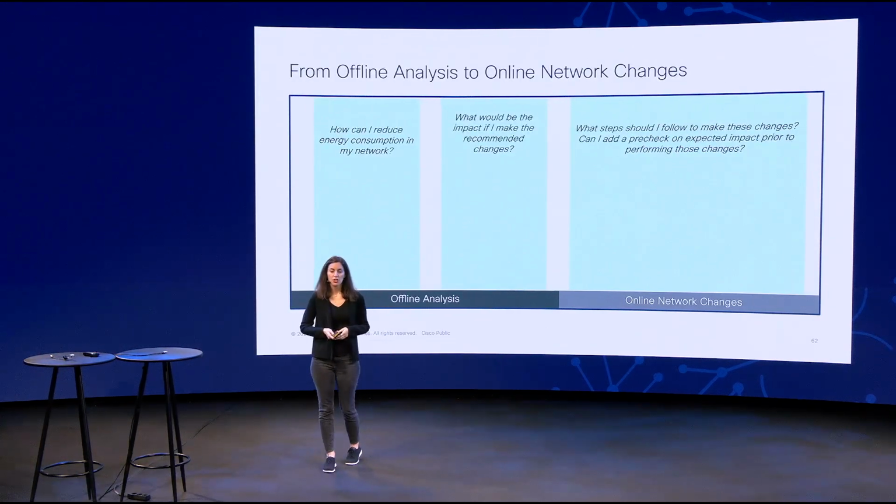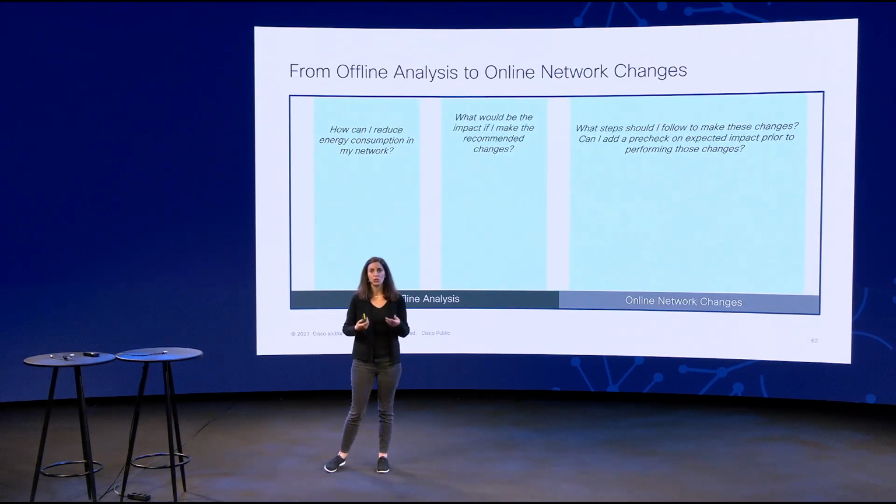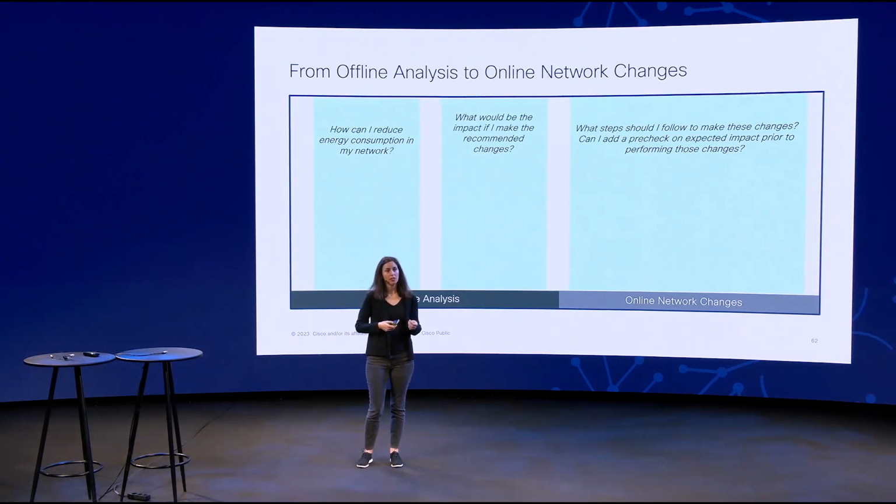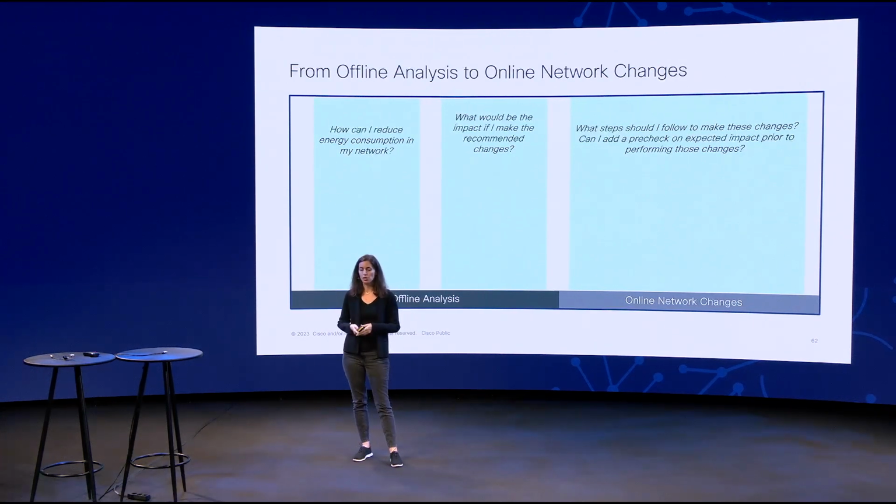So going back to sustainability, in order to be able to achieve sustainability goals, you would typically ask a series of questions. So first of all, how can I reduce the energy consumption in my network? What would be the recommendations? And then once we have those recommendations, like if I went ahead and made those changes, what would be the impact? Because it's not only about sustainability, there are other aspects in play here as well. And then finally, assuming that I do want to go ahead with that, what steps should I follow to actually go ahead and provision those recommendations?